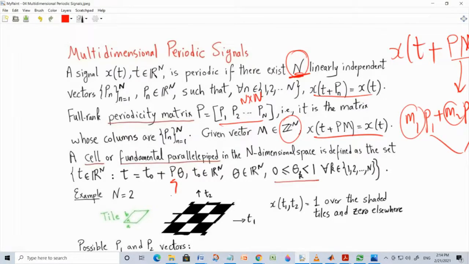Periodicity in n dimensions requires an n by n matrix. The columns are directions. If you move in these directions, you get the same value of your signal: x of t plus Pn is equal to x of t. So the fundamental cell is this set here, the set of points in the n-dimensional space. You start at some point, and then you move along the b vectors with steps between 0, with 0 included, up to 1, and 1 is not included.